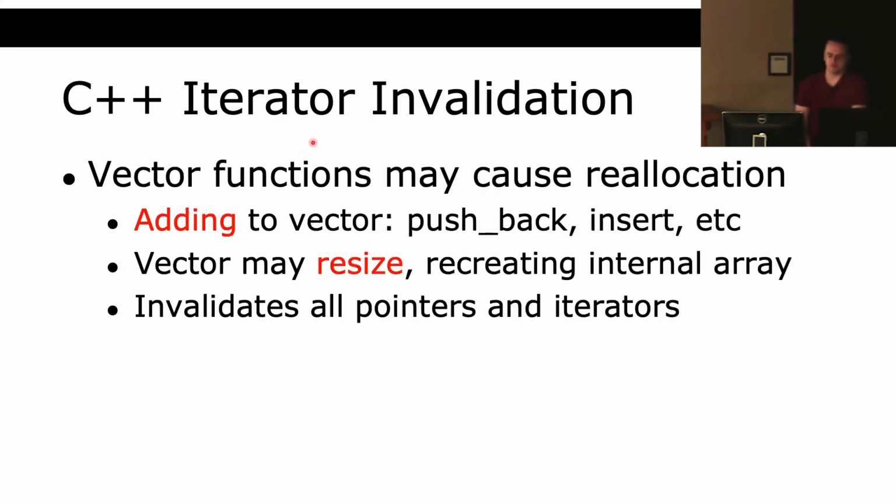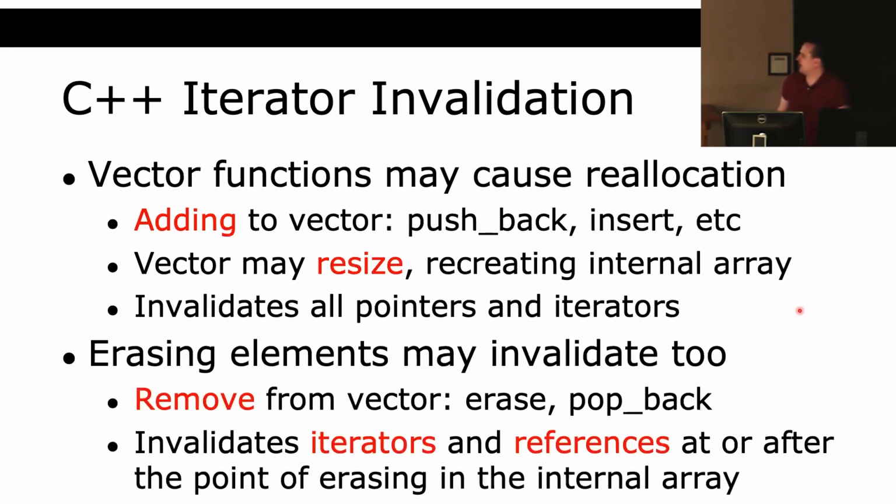So vector functions can cause reallocation, right? So I kind of just talked about this. If I add to a vector via push_back or insert or whatever, the vector may have to resize itself. And what happens is it creates a new array, copies everything to the new array with the bigger size, and then deletes the old array. And so any iterator that I've been using to iterate over that, meaning like if I use a range-based for loop or something like that, right? If I say for auto e in vector, and then I add something to the vector, the iterator could just completely, I don't know what happens, but it could be invalidated.